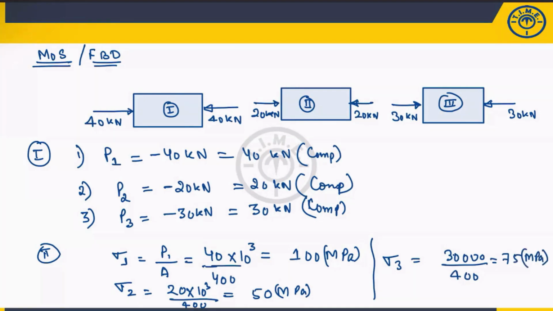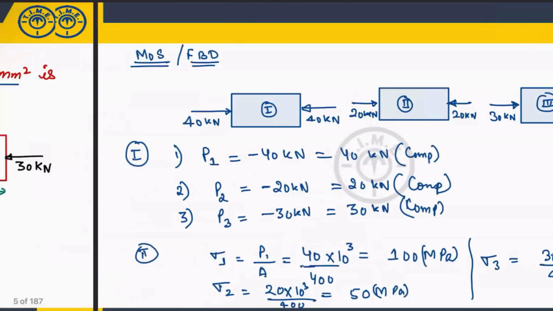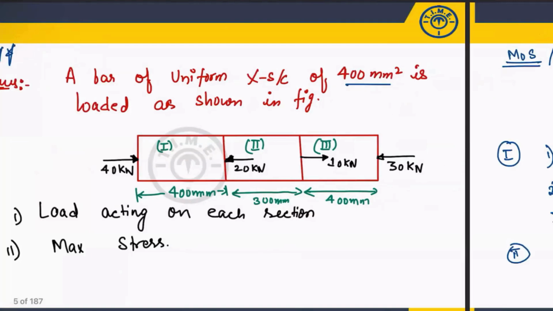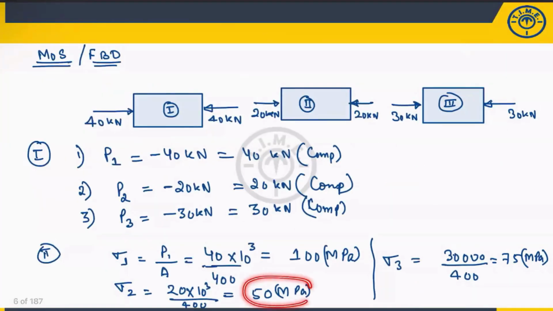Okay. Either they are asking for maximum stress or minimum stress, you can easily find, because you know the maximum value is this one. What is the minimum value? 50. So they can frame the question in this manner also: which member or which section is having a lower value of stress? That means 50 megapascal. Out of these three, this is the minimum.